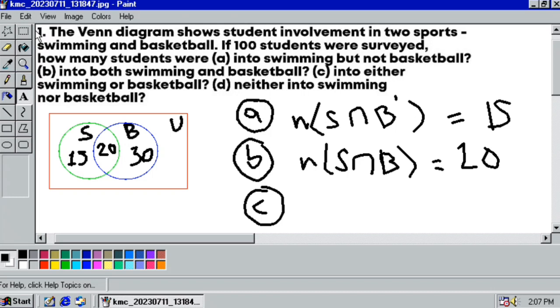So we're going to add all the numbers in the union. We have 15 plus 20 plus 30. So 20 plus 30 is 50, and 50 plus 15 is 65. If you want to write that down, it's N of S union B. Our union is the sum of all the numbers in the shaded region that I shaded earlier, so that will be 65.